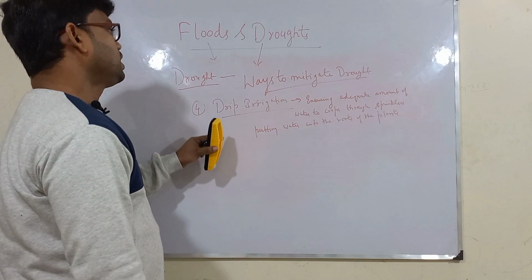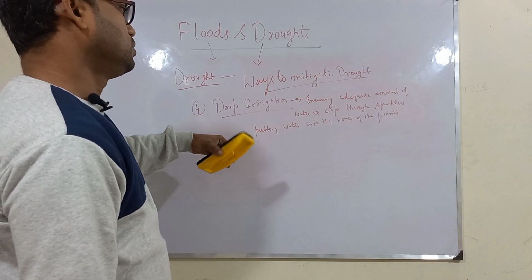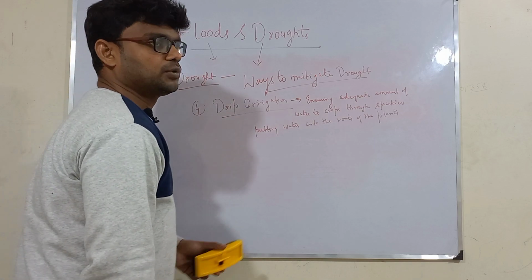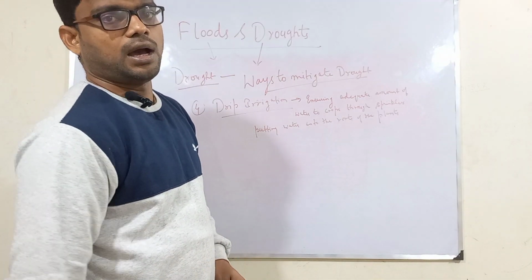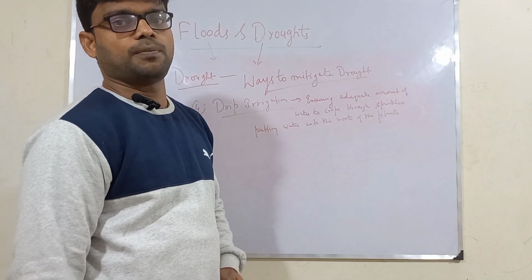So these are four methods which you can note down. These are generally used nowadays to avoid droughts. With this we come to the end of this topic. I hope you people might have noted down each and every important keyword from this topic.